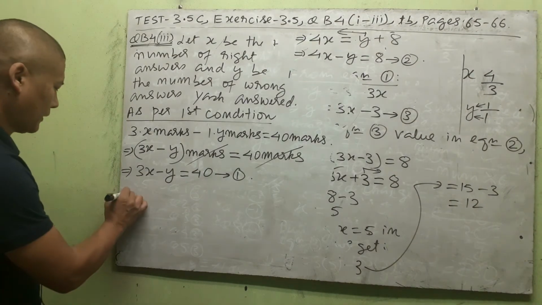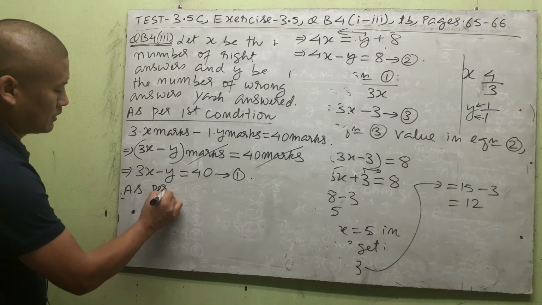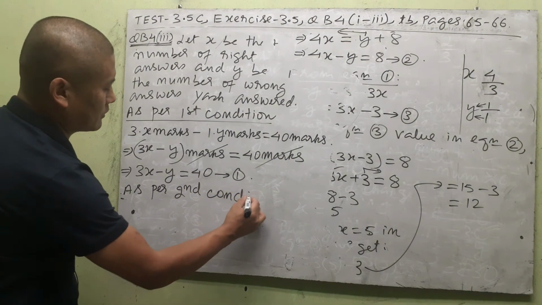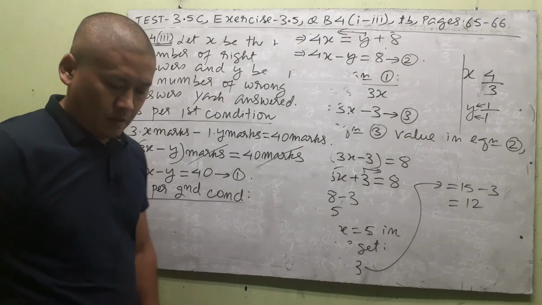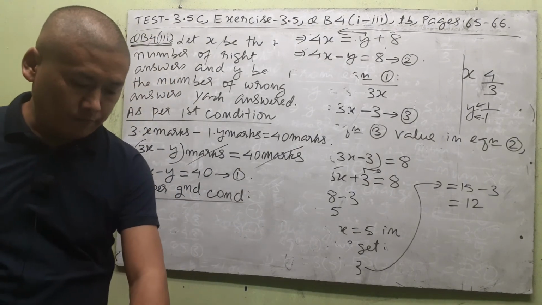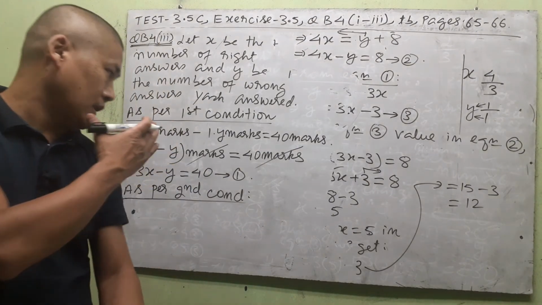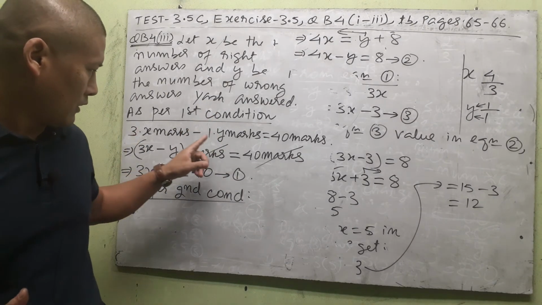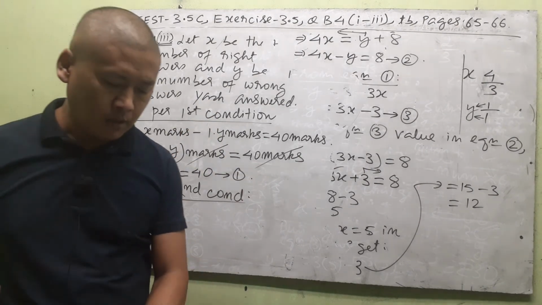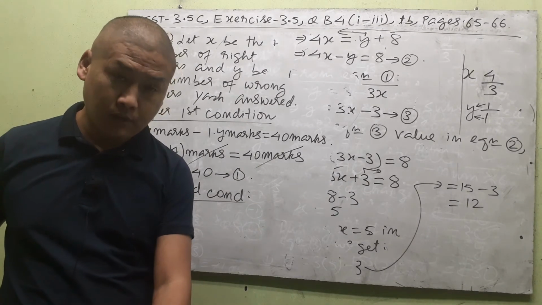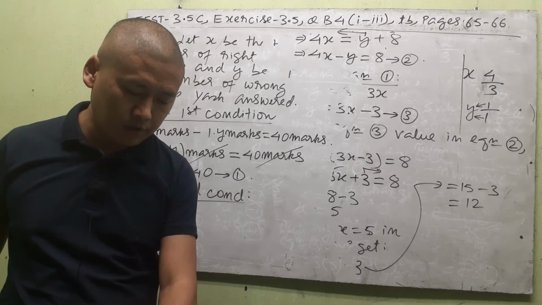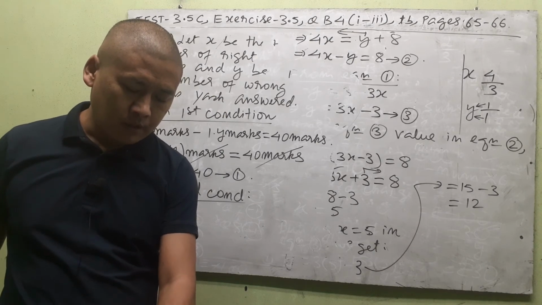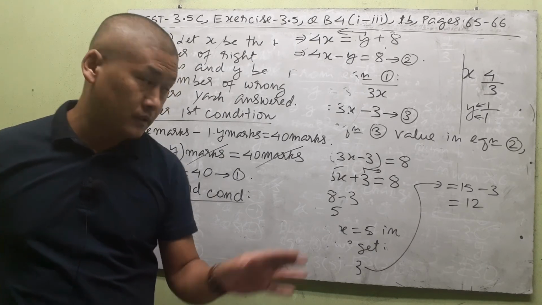And next, as per second condition. Suppose this is the exact mark he scored with this condition of 3 marks for right answer and 1 mark deducted for 1 wrong answer. But if they change the system, that's what they're saying. Had 4 marks been awarded for each correct answer, 2 marks been deducted for each incorrect answer, then Yash would have scored 50 instead of 40.